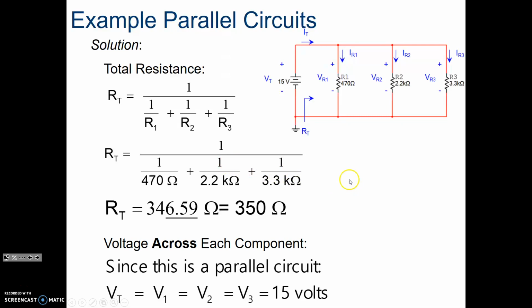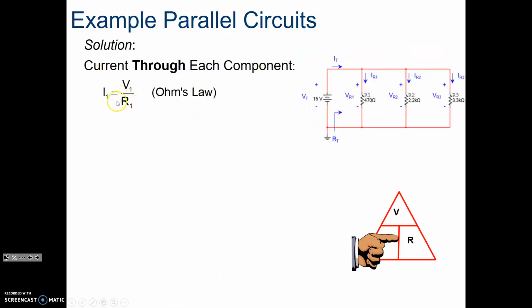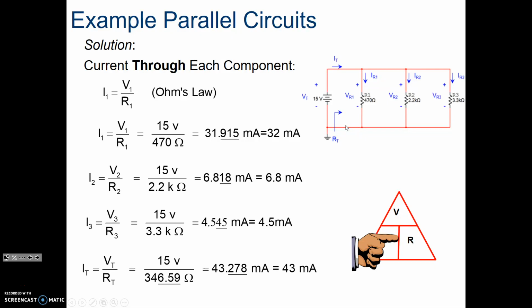Now, like I said before, the voltages are the same. So 15 volts coming from the battery has to equal this, has to equal that, has to equal that. So that's easy. And now, because we know the resistances, the 470, and we just said that it's 15 volts, we can get the currents. And it's really easy. It's just 15 divided by 470, 15 divided by 2.2 kilo, and 15 divided by 3.3 kilo. And then lastly, we can get our total current, which is 15 divided by our total resistance, which was the 346, and we get our various different currents.